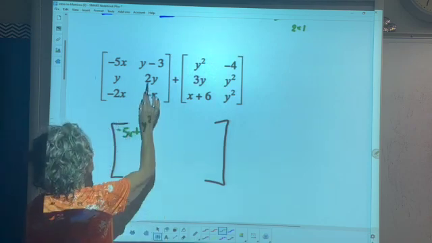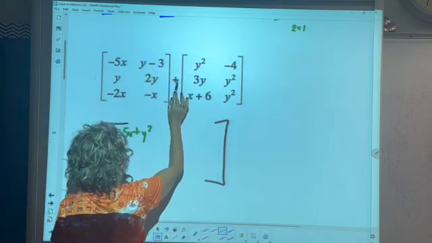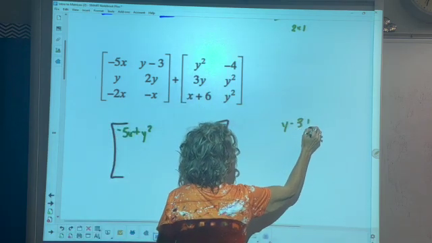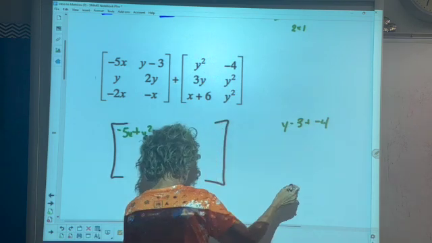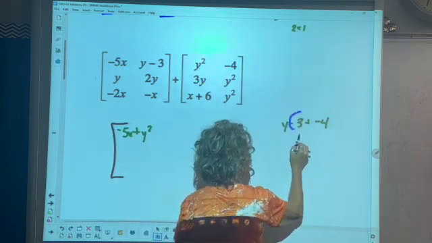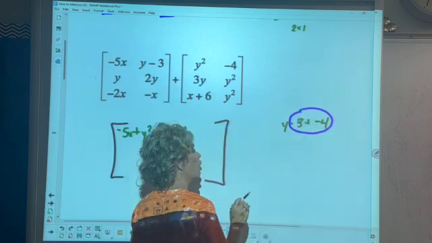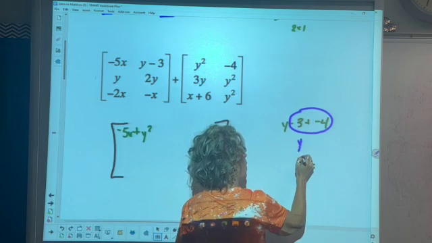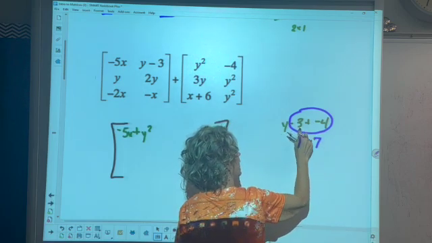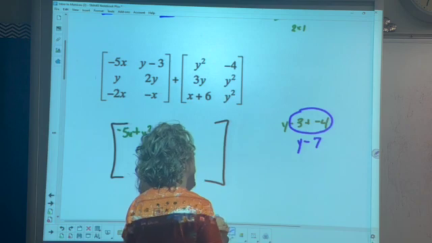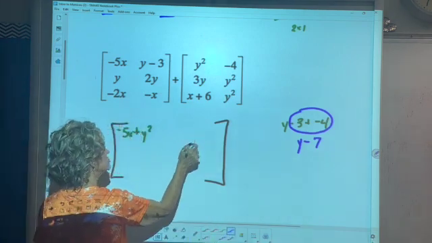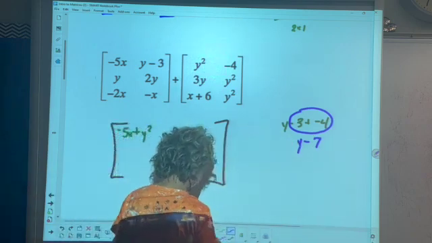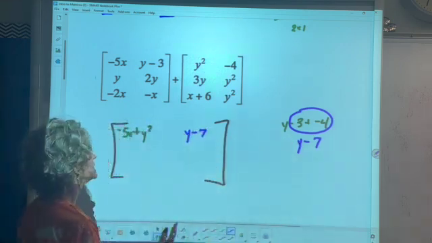Now here, I have y minus 3 plus a negative 4. Well, these two terms, negative 3 and a negative 4, are the same. So I can put those together. So I get y minus 7 because a negative 3 plus a negative 4 is a negative 7. So my second entry is y minus 7. And you can see my work over at the side. Okay, nice, neat, and pretty, and easy to follow.